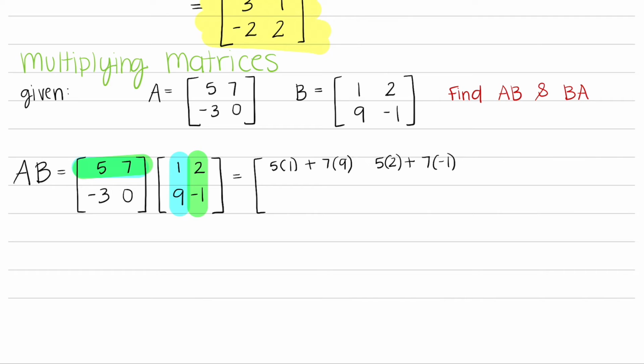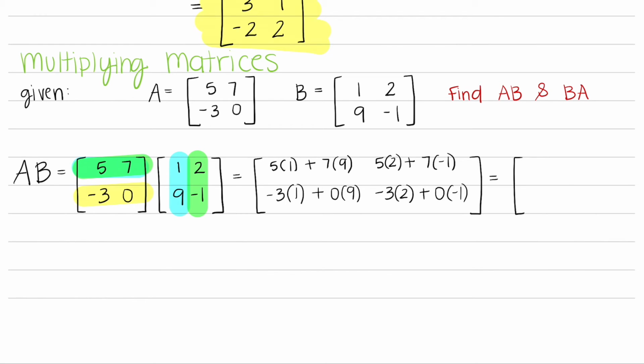Now let's move on to the second row. To find the term of the second row first column, you would multiply the second row of the first matrix times the first column of the second matrix. So in this case, it's negative 3 times 1 plus 0 times 9. And now to find the term in the second row, second column, you would multiply the second row of the first matrix times the second column of the second matrix. So negative 3 times 2 plus 0 times negative 1.